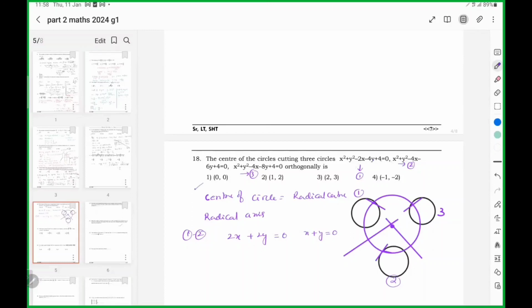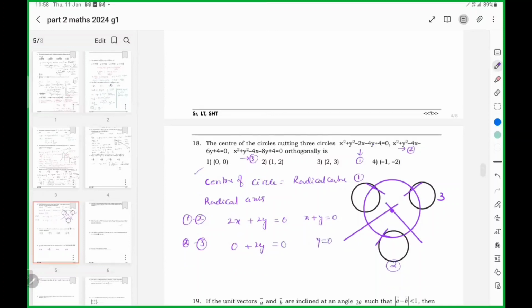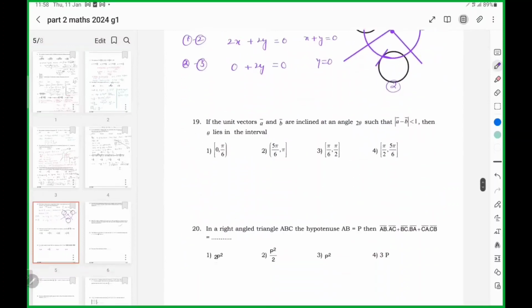But let us check one more also. So second minus third one, minus 4x plus 4x 0, minus 6y plus 8y. Again 4 minus 4. Obviously first option is correct.